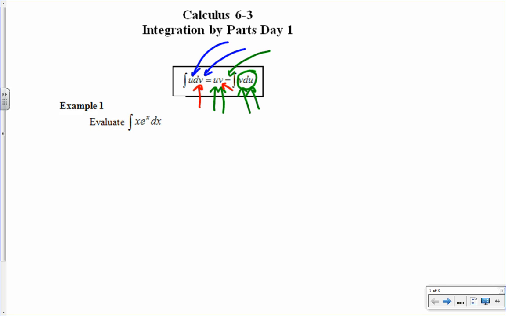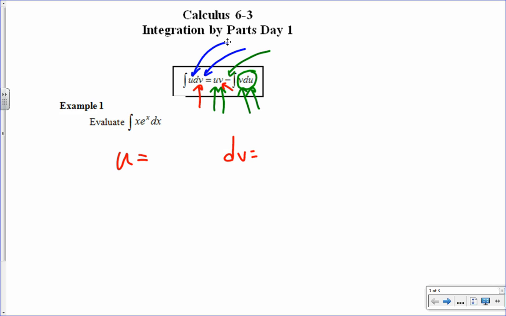So let's just try it. We're going to have to make something u. Something's going to be u, something's going to be dv. This is how I set it up. You don't have to set it up this way, but this is normally what I do. Now remember, everything in there has to go somewhere.